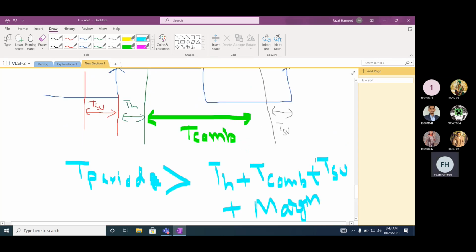Margin, actually, you also have to make one. If you don't put a margin, and even if you fabricate two different devices, both the same AND gate, both with the same characteristics, the behavior of the two AND gates will be different because of the imperfection in the manufacturing process.